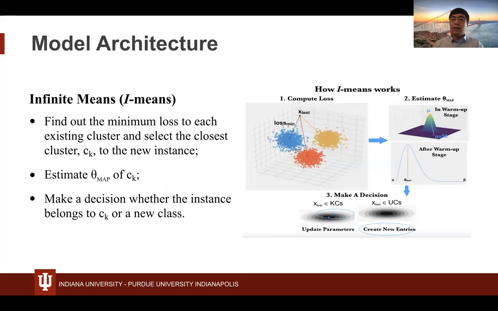Next, we will introduce the I-means algorithm. This is one of the most important components in our model. The figure on the right-hand side presents how the I-means algorithm works. At first, we find the minimum loss to each existing cluster and select the closest cluster CK to the new instance. In other words, this instance potentially belongs to CK. Then we employ a Bayesian approach to make a binary decision whether this test instance belongs to CK or an emerging cluster. This decision follows a Bernoulli distribution with parameter theta k. In the warm-up stage, we apply the three-sigma rule to compute the beta priors by updating the shape parameters alpha and beta. After the warm-up stage, we employ the MAP estimation to obtain theta MAP, at which the posterior reaches its maximum value. After estimating theta MAP, we make a cluster membership decision based on this parameter. After each decision, corresponding parameters will be updated.